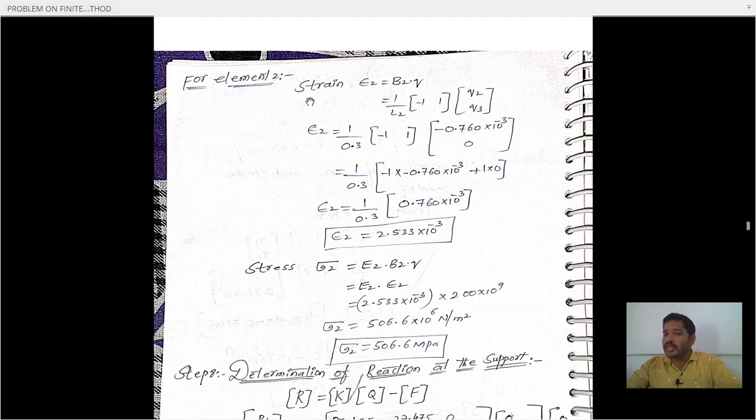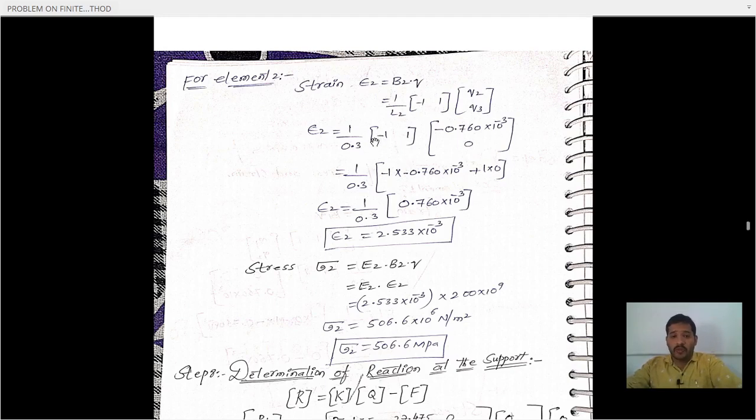So what is the formula? Same formula we have to use. Strain is equal to e2 is equal to B2 into Q. B2 is nothing but 1 by L2 into minus 1, 1 times Q2 and Q3. Is it right? This element 2 lies in between the second node and third node, so that's why I represent Q2 and Q3. So 1 by length L2, which is 0.3, into minus 1, 1. Q2 represents minus 0.760 into 10 power of minus 3, and then 0. So 1 by 0.3 as it is.